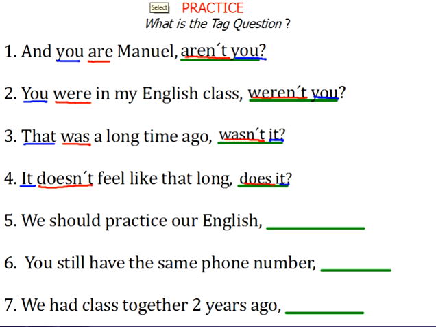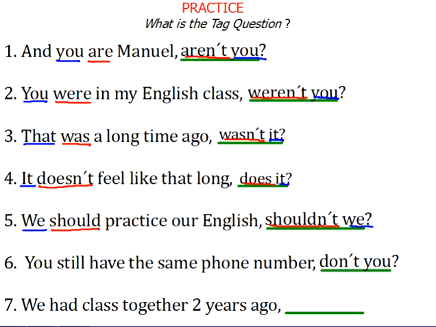Number 5, we should practice our English, shouldn't we? So again, using the same subject, we and we, but using my opposite auxiliary, should, and using shouldn't in the tag. Okay, number 6, you still have the same phone number, don't you?